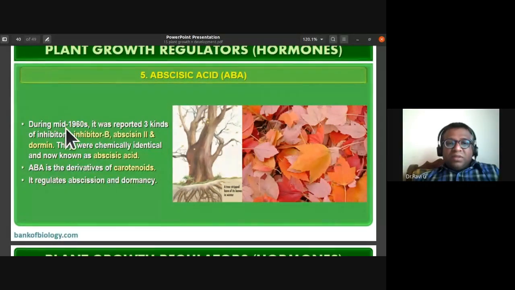So during the mid-1960s, three kinds of inhibitors were reported, that is inhibitor B, abscisin 2, and dormin. You can remember them as inhibitor B, abscisin 2, and dormin. So there were three types of inhibitors. That is what they reported during the 1960s.